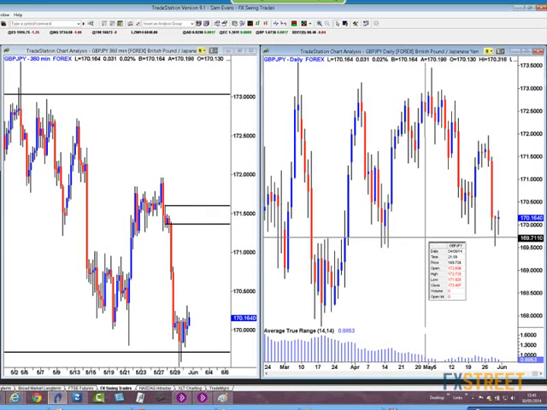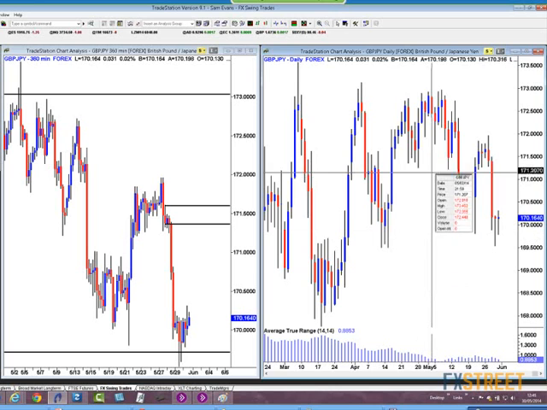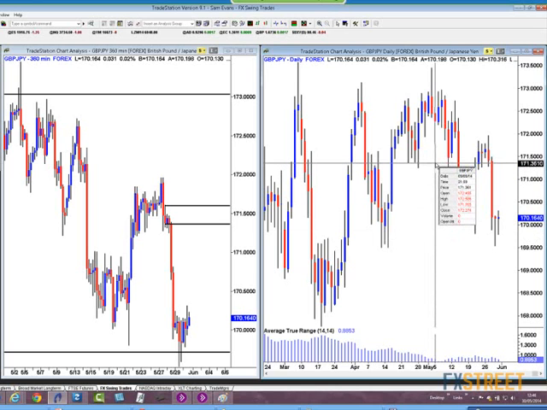The daily one's already triggered. So we'd like to see if this level holds. We'll probably push back up to around 173.36, where I'd be looking for a short.